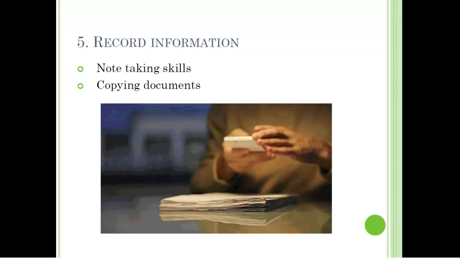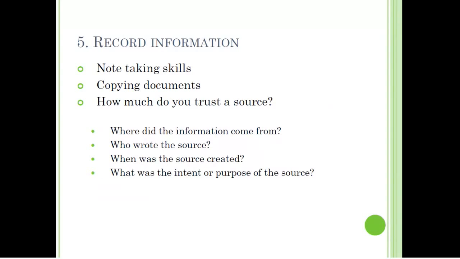It's important when you're in the archives to consider how much you trust your source. Things to think about include where the information has come from, who has written it, when was it created, and what was the intent or purpose of the source. Try to approach all sources and information with an open mind and look for balanced opinions. This is called being objective. If you find a source that you are unsure of, it's a good idea to look for a secondary source to back up what you found.